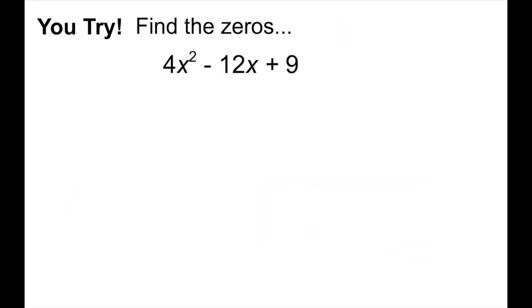Alrighty. Here's another one for you to try. So again, I want you to take a look at this quadratic. I want you to pause the video. I want you to try to find the factored form, the x-intercepts, and the zeros. Okay, so pause, find me this information based on the quadratic, and then when you're ready, unpause, and I'll show you how to do it.